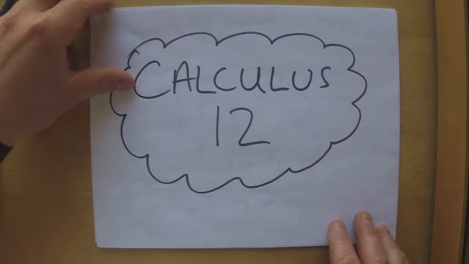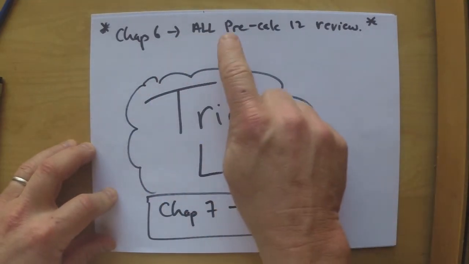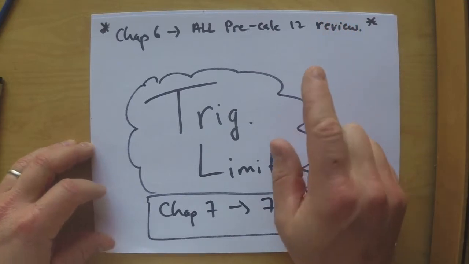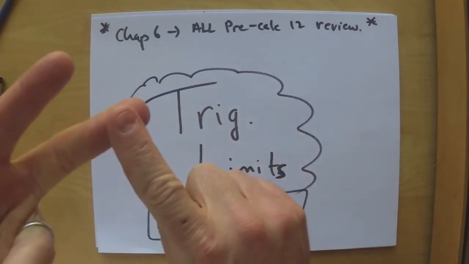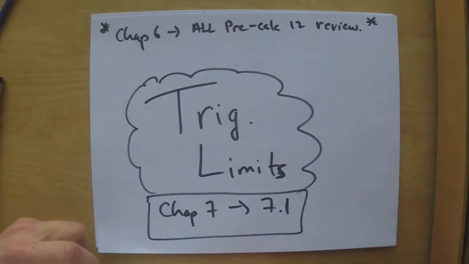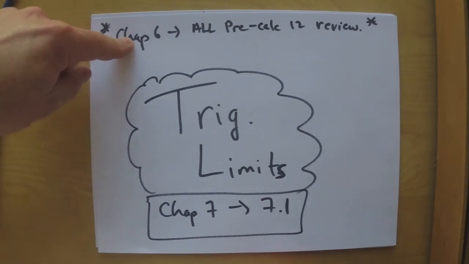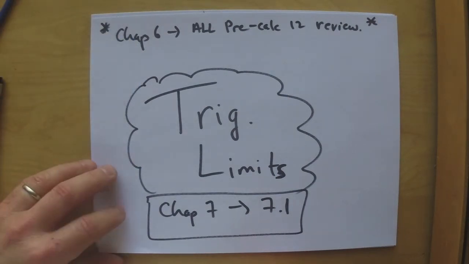So here we go. First of all, chapter 6 in our textbook is all pre-calculus 12 review. So if you need some review of trig identities, trig equations, evaluating trig expressions, trig graphing, it's all in chapter 6. So we're not going to do that chapter at all. That's not because of the situation we're in. I never do chapter 6 because you've already done it in pre-calc 12. That's the expectation that you should have going in.